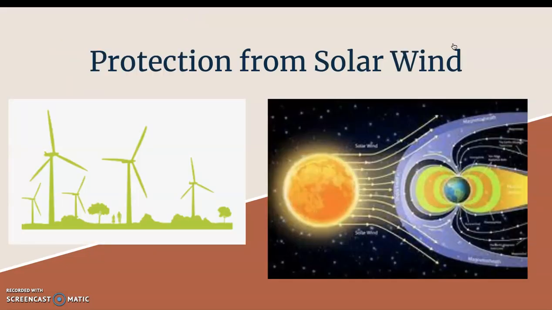Next thing is protection from solar wind. Earth's magnetic field, or magnetosphere, stretches from the planet's core out into space, where it meets the solar wind, a stream of charged particles emitted by the sun. For the most part, the magnetosphere acts as a shield to protect Earth from high energy solar activity.